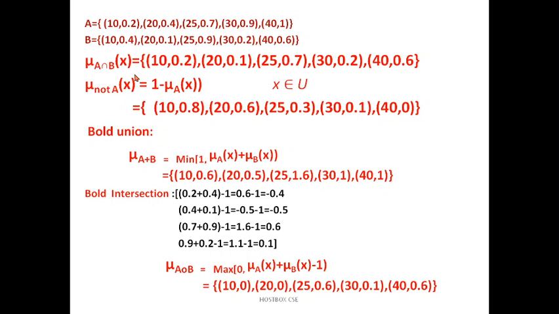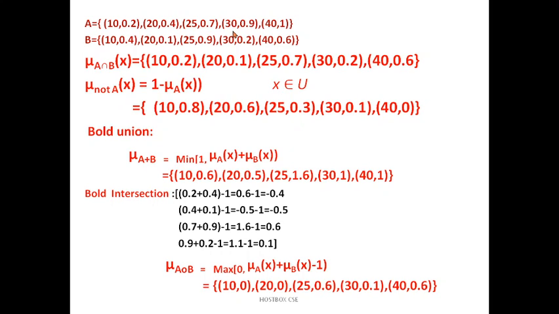Now the next one is mu not A of x. What is the formula? 1 minus mu A of x, where x belongs to U, is the common formula. From 1 I have to deduct the mu A of x value. So 10 is the common one I am writing. Then I only consider the membership function. Now 1 minus 0.2, what is the value? 0.8 I am writing. Similarly 20 comma 1 minus 0.4 is 0.6, I am writing. Then 25 comma 1 minus 0.7, what is the answer?